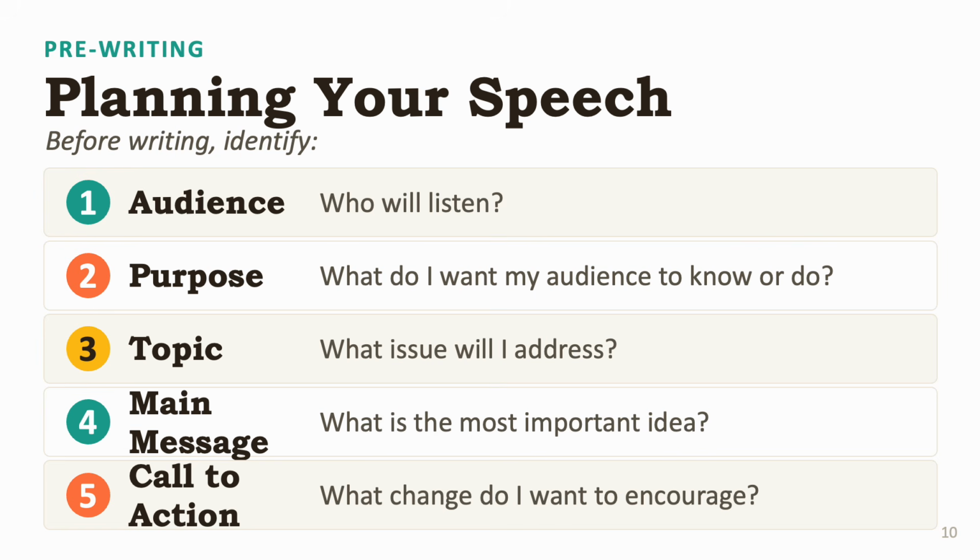Before writing a speech, proper planning is important. A speaker should identify the audience: who will listen to my speech? Purpose: what do I want them to learn from me? Topic: what issue will I discuss? Main message: what is the most important idea that I want to share? Call to action: what action do I want my audience to take? Good planning helps create a clear and organized speech.